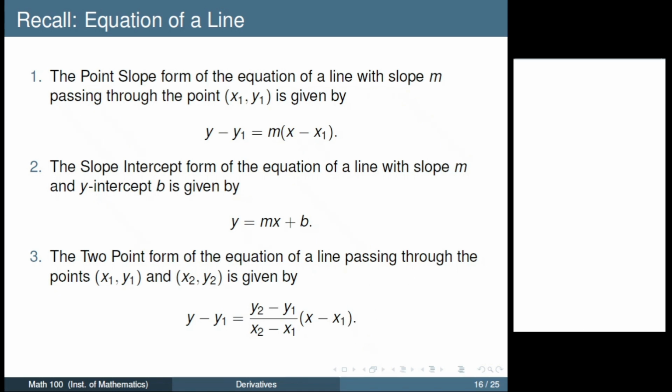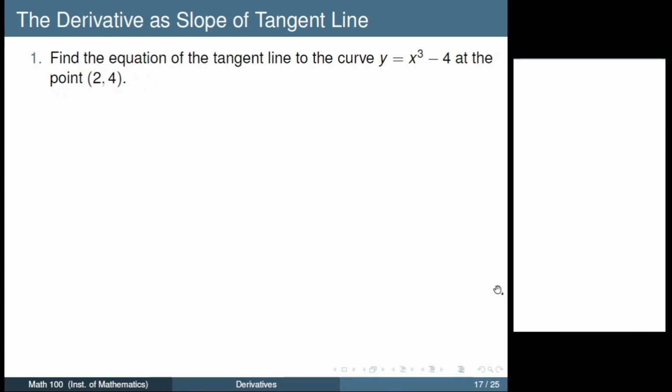Okay? So, yun. Sana naalala nyo pa tong tatlong forms na to. So, let's do this exercise. We want to find the equation of the tangent line to the curve y equals x cubed minus 4 at the point 2, 4. So, from the forms of the line, ano ba yung mga pwede nating kunin? Either meron tayong 2 points, o kaya point and a slope, o kaya slope and a y-intercept.